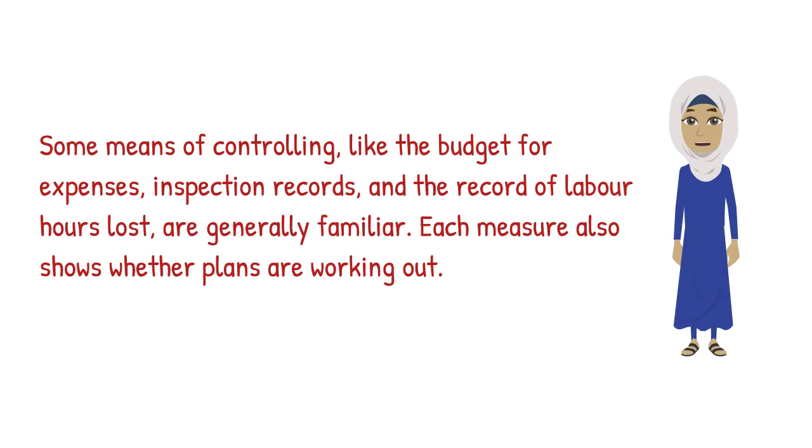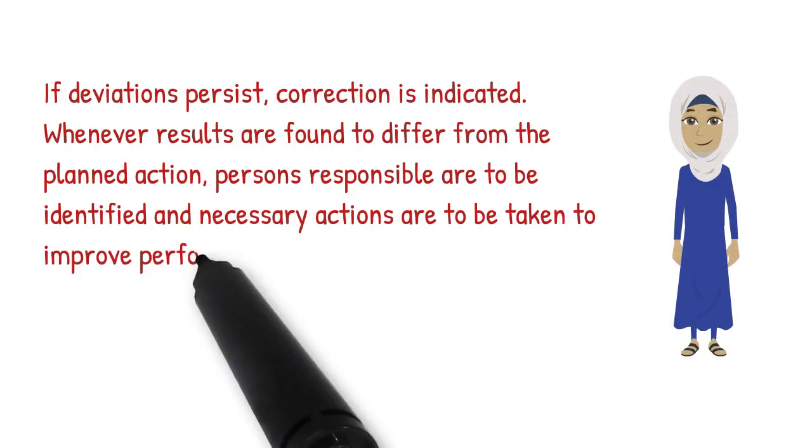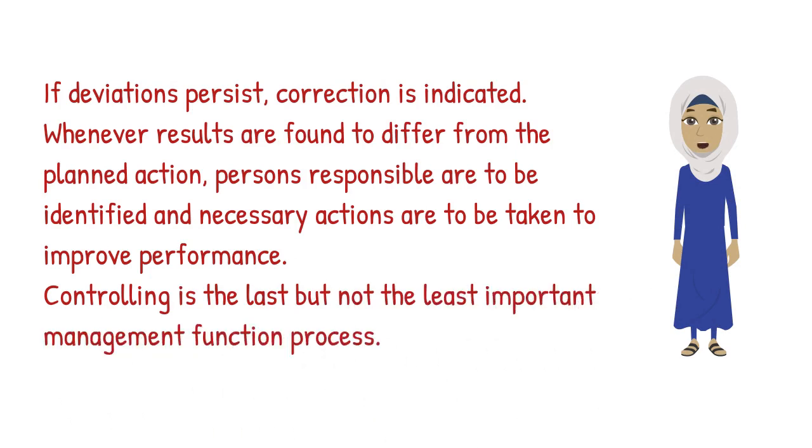Some means of controlling, like the budget for expenses, inspection records, and the record of labor hours lost, are generally familiar. Each measure also shows whether plans are working out. If deviations persist, correction is indicated.